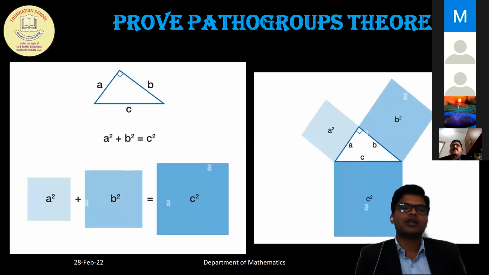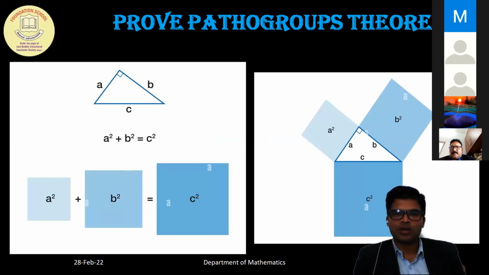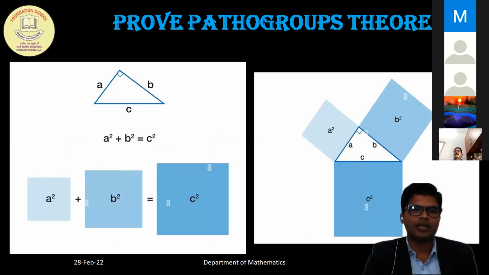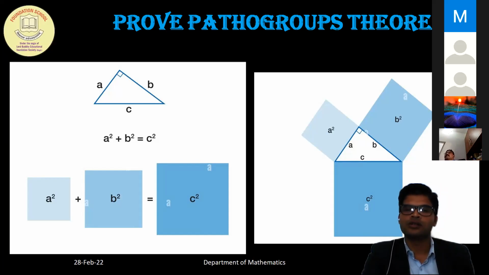And there is the Pythagoras theorem, a² + b² = c². We can also prove it in terms of area. As you can clearly see, if we take a square of side A and a square of side B, the surface area of these two squares will be equal to the surface area of the square of side C.